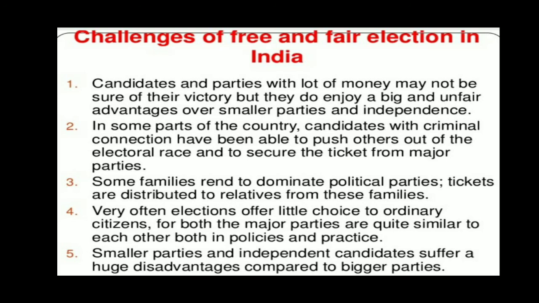Third, some families tend to dominate political parties. Tickets are distributed to relatives from these families. Next, fourth point, very often elections offer little choice to ordinary citizens, for both the major parties are quite similar to each other both in policies and practices. Smaller parties and independent candidates suffer a huge disadvantage compared to bigger parties. So these are all the challenges which come across in free and fair elections in India.